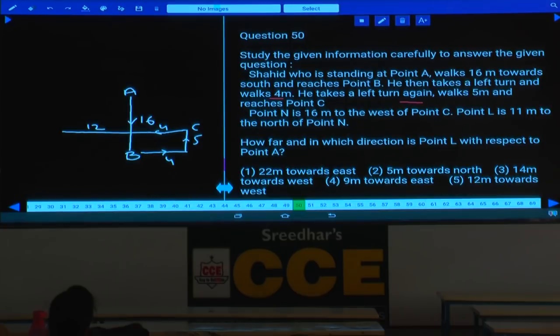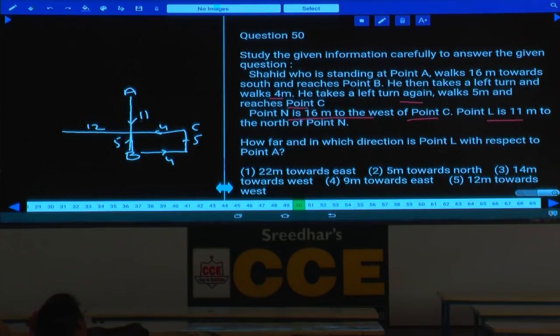Then he walks 5 meters. He takes a left turn, walks 5 meters and reaches point C. From end point, N is 16 meters to the west of point C. L is 11 meters to the north of point N. Now here, as L is 11 meters, the distance between A and B is how much? 16. As the distance between A and B is 16, out of which this distance is how much? This is C and this is 5, and that is also equal to this one. This is also 5. If this is 5, out of this 16, one is 5, the other one must be 11. And L is 11 meters to the north of N.